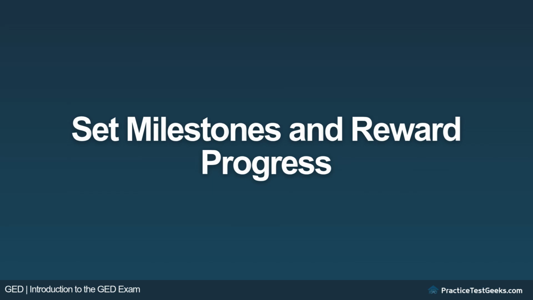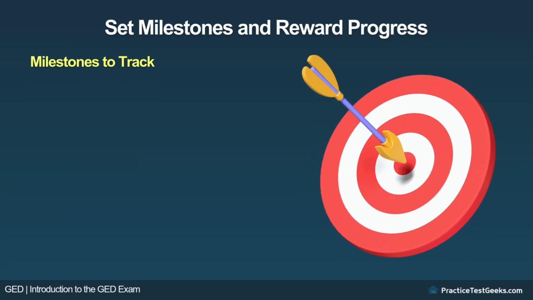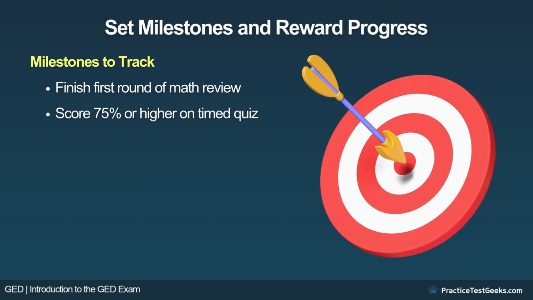Setting goals is important, but tracking your progress and celebrating small victories is what really keeps you moving. First, set clear milestones. Create checkpoints throughout your study journey. Finish your first round of math review. Score 75% or higher on a timed quiz. Review all science concepts from start to finish. Each milestone is a sign that you're moving forward.